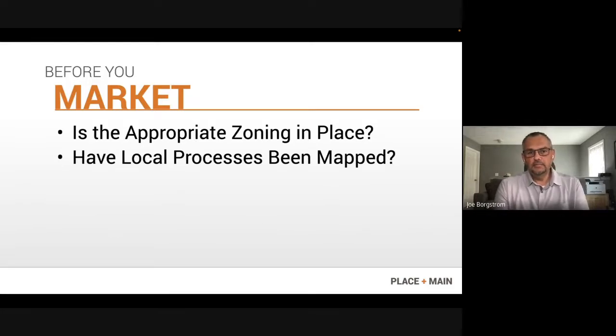This is another important part. Have your local processes been mapped? Does the development community understand, or is there a way for the development community to understand what steps they need to take in order to navigate the development system within your city? I will tell you that, again, this is something of a mystery.